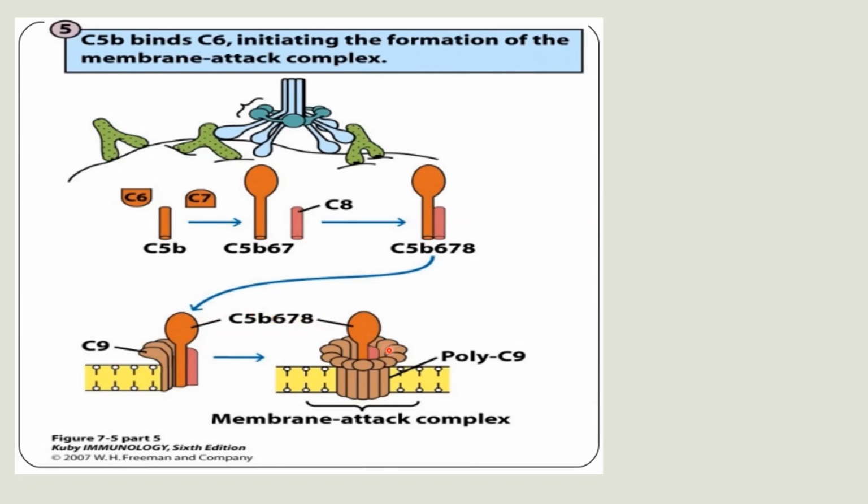And this is the completed MAC, and this is the tubular form. Here you can see that this is a tubular form, and the functional pore size is about 17 to 100 angstrom, consisting of the C5b678 complex surrounded by the poly C9 complex. Many C9 are present. That's why it is a polymerized C9, and that's why it is called poly C9.